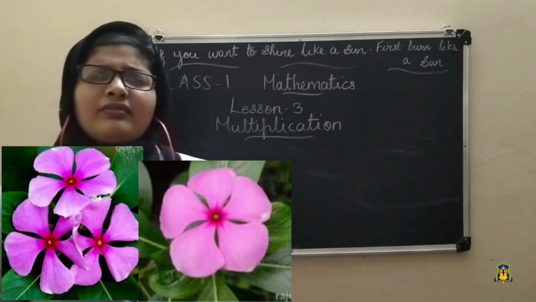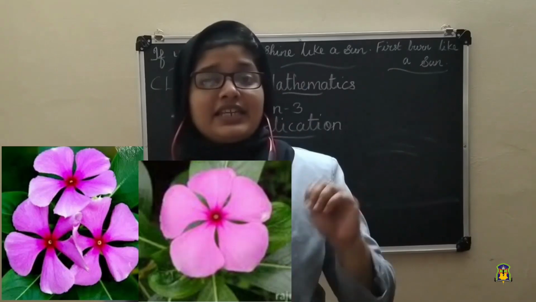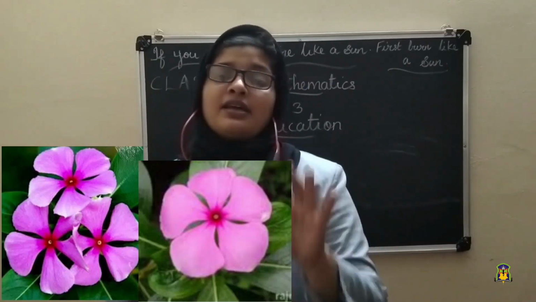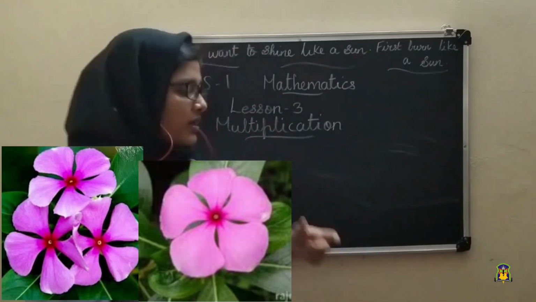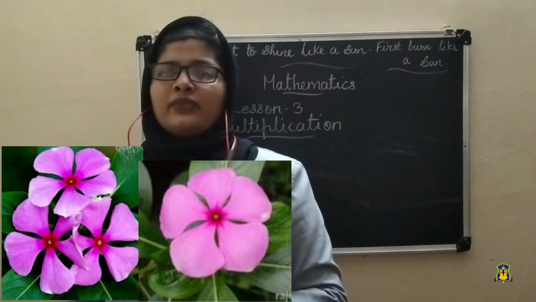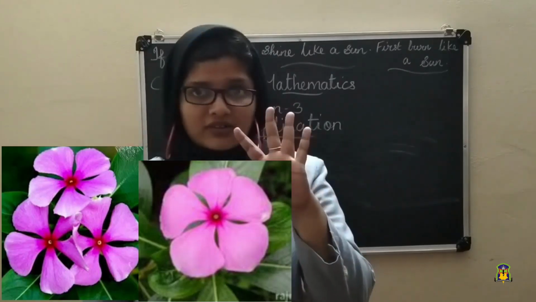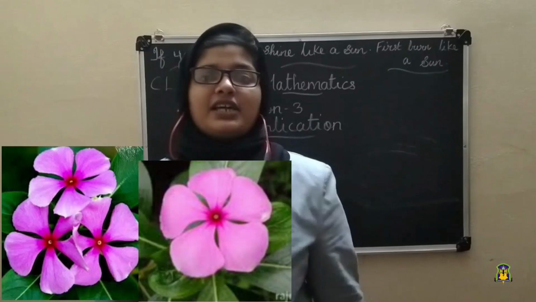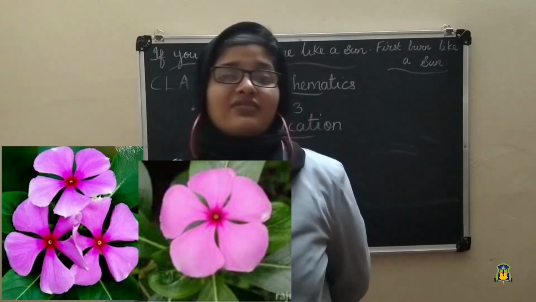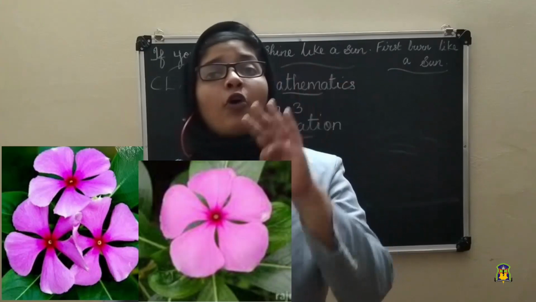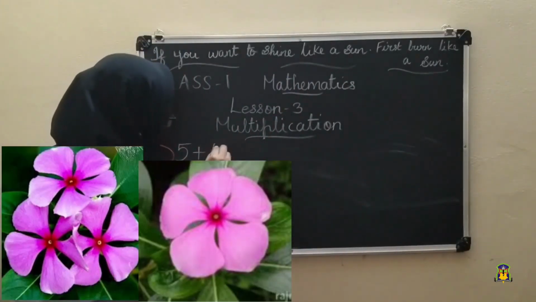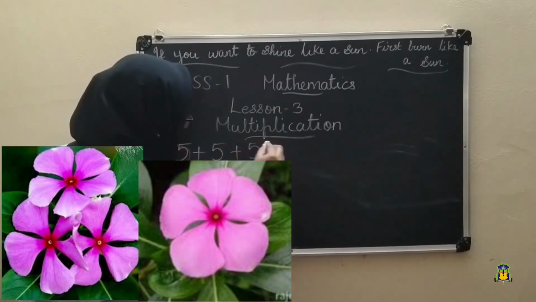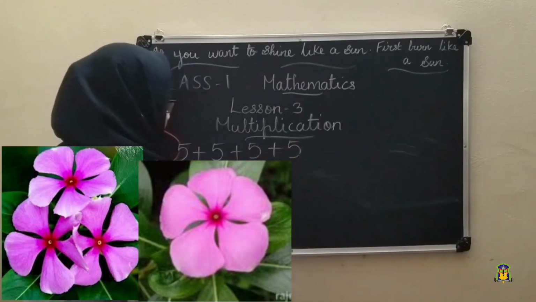So how many flowers are there with Pooja? 4 flowers. Then each flower has how many petals? 5 petals. Which number do we have to write here? All of you say. 4 flowers are there, 5 petals are there. So what do we have to write? Yes, we have to write 5 four times. So I am going to write here 5 plus 5 plus 5 plus 5.